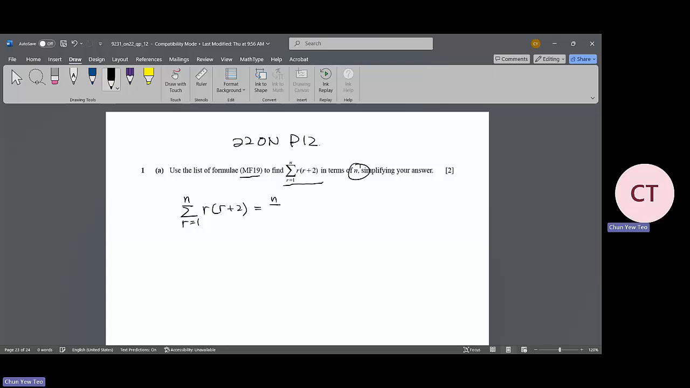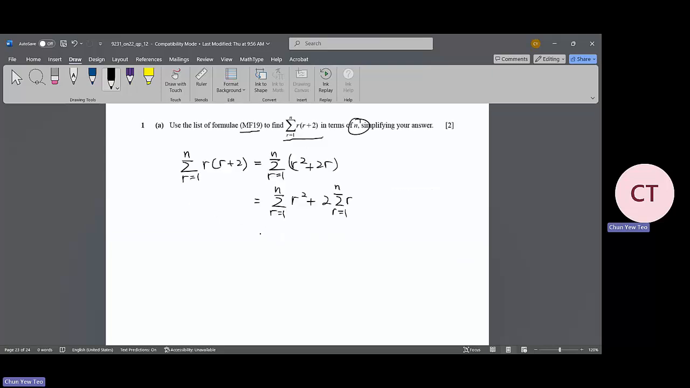the expressions over here, or the series over here, to become r squared plus 2r. Then you do it separately. So just check the MF19. You can see that this is the formula for the sum of the r squared. So this will be the formula for the sum of r. Just direct apply, no need to prove anything.